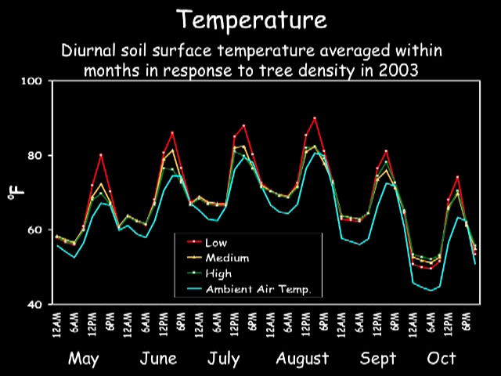On the x-axis, what we've got are months, and what we're looking at is the average daily fluctuation in soil surface temperature. So if I'm in May, by about 6 a.m. I'm down here in the 50s in terms of soil surface temperature, and ambient temperature is almost down to 50, and by noon I'm up over 80 in these open sites. So I've got large fluctuations.